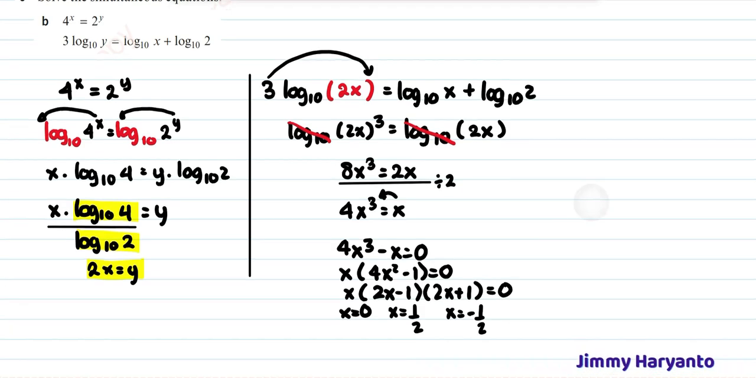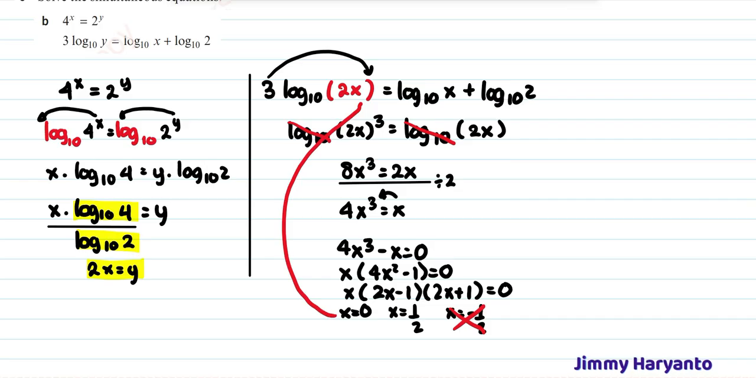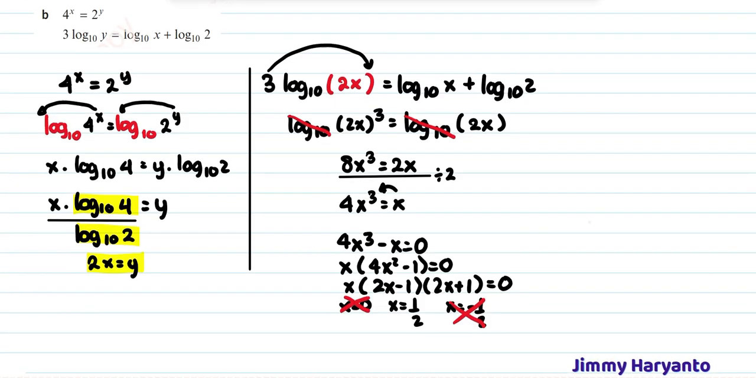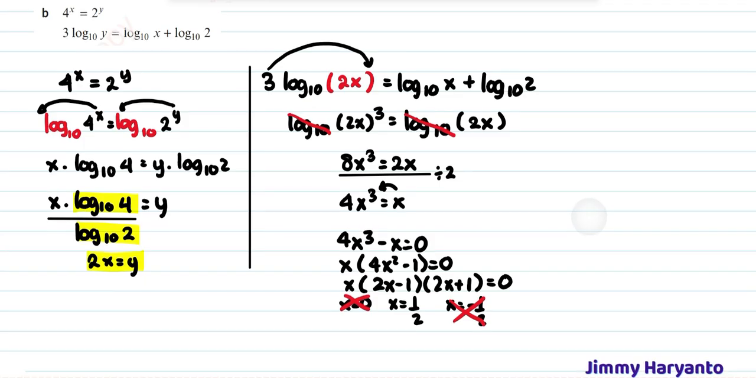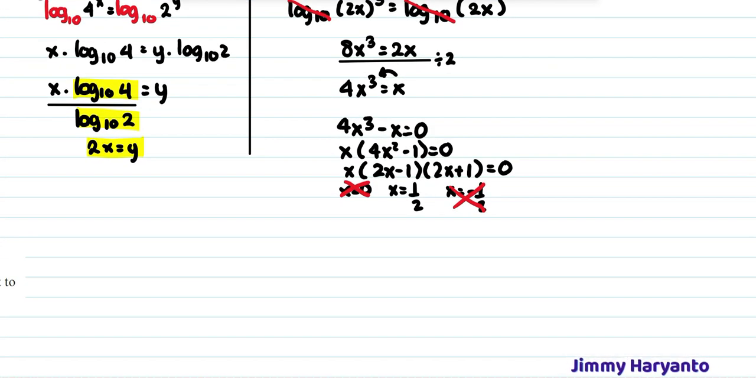Okay, for the negative half, I think we can reject it, because when I put it right there, it will give you logarithm of negative numbers. Reject. And also this one, if you input 0, you have logarithm of 0. That one also forbidden. So the only one satisfied is x equals half, but we are not finished yet. We have to find the y. y equals 2 times x equals half. That means y equals 1. x equals half and y equals 1.